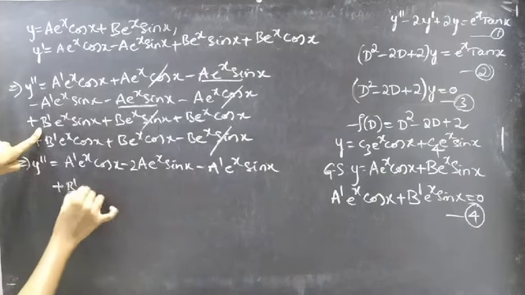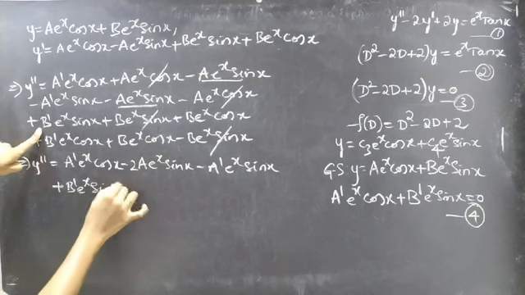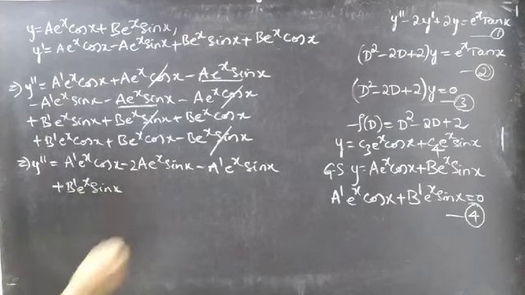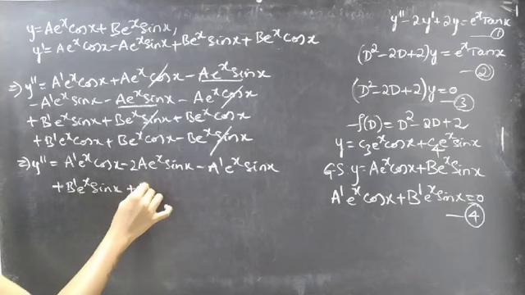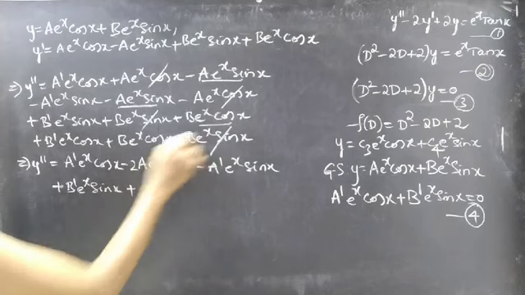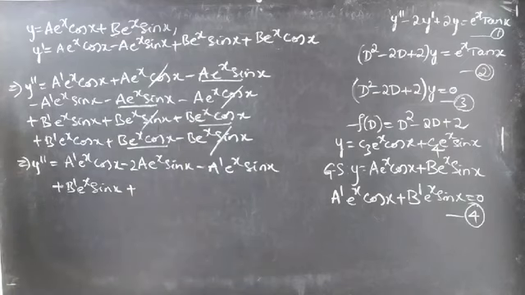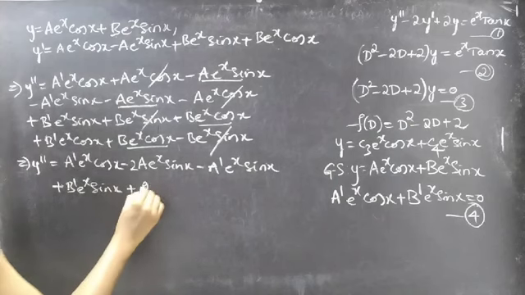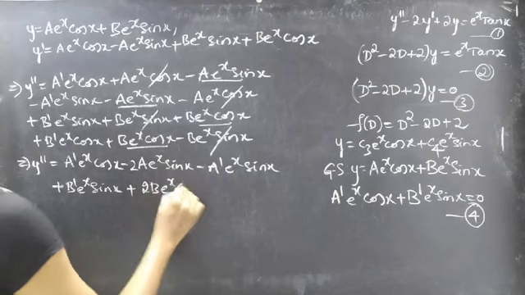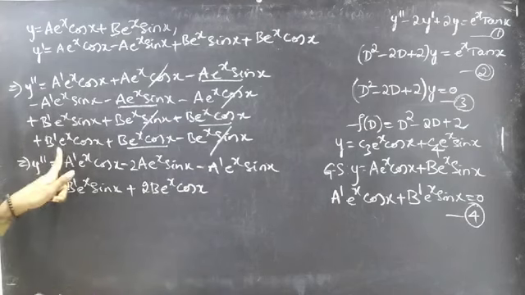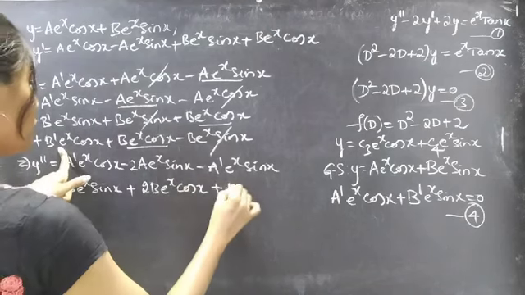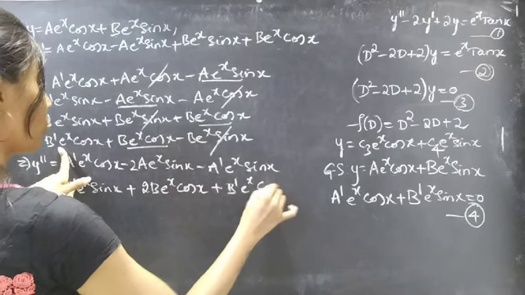b dash e power x sin x plus b e power x cos x plus b e power x cos x gives 2b e power x cos x, and the remaining term plus b dash e power x cos x.